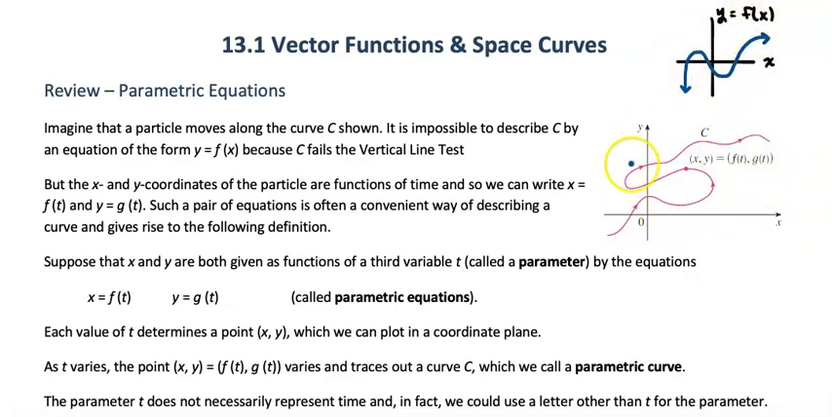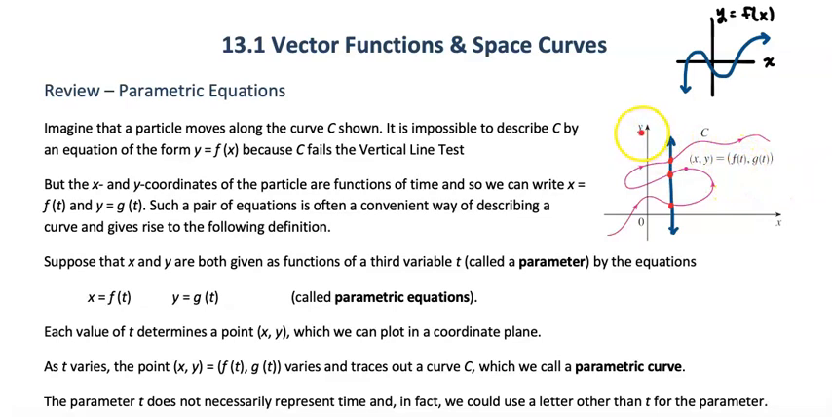And we can see the issue when we have a curve C that looks something like this that fails the vertical line test. That means if I draw a vertical line at this point right here, there's no way that I can describe this y as a function of x, because for this value of x, we have three different outputs. And for that reason, we bring in this third parameter called t. Now what we can do is we can write x and y as a function of t.